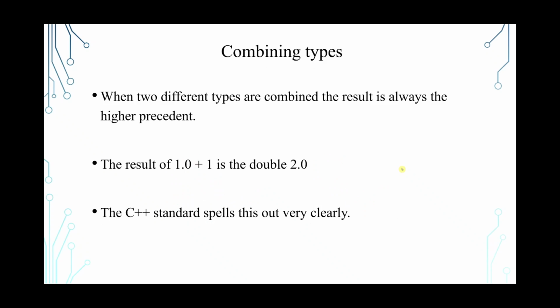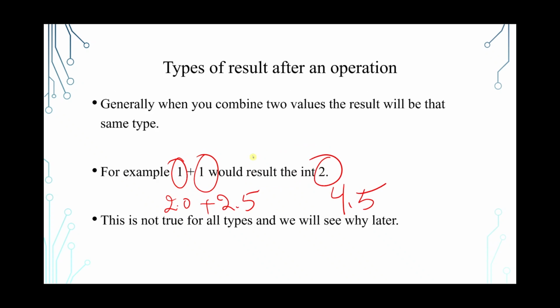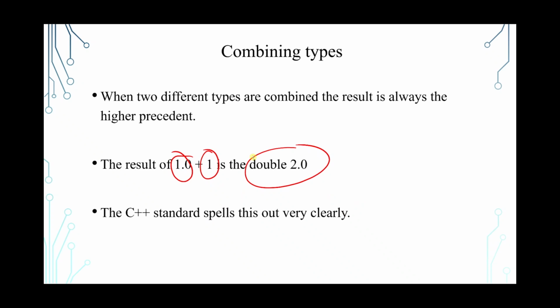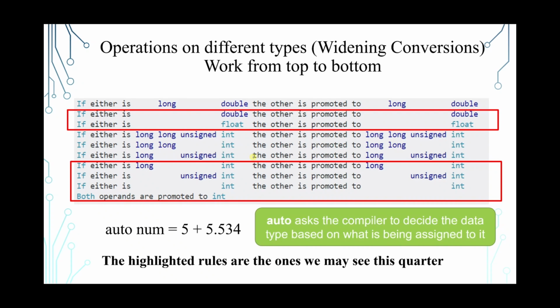But if we have something like this, double plus integer, then the result is going to be double. Now, we are talking about literals of different types, or in this case of the same types. The C++ standard spells this out very clearly, how to handle those things and what to promote. So here is something you have seen before, but let me make sure that you understand it.